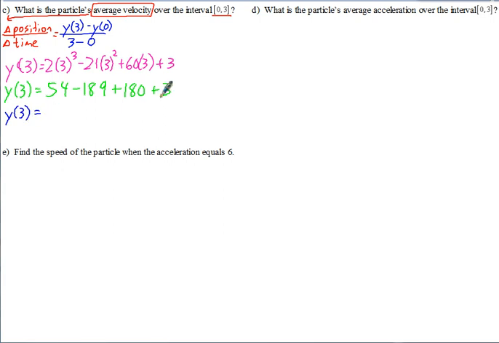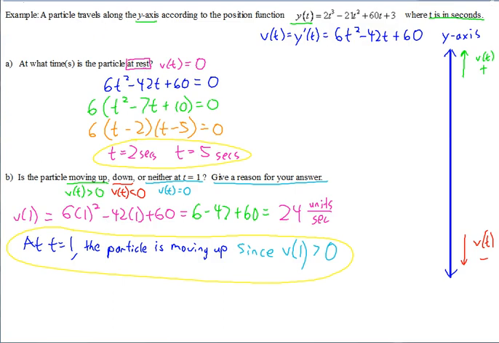So let's see, 183 minus 189 would be negative 6. 54 minus 6 is 48. So y of 3 is 48 minus y of 0. That's a little easier to figure out. Y of 0, if you plug in 0 in the position function, that's going to wipe out everything but the 3.